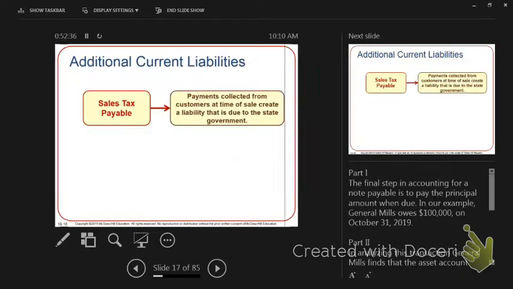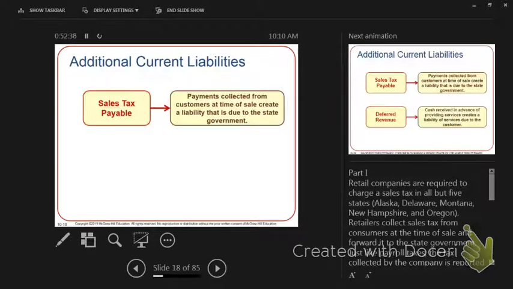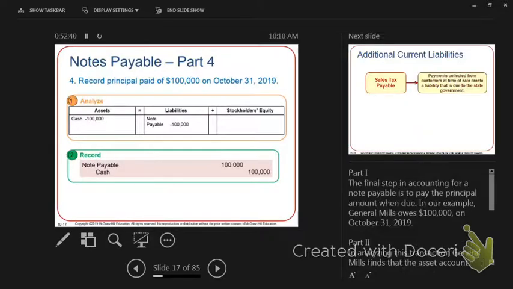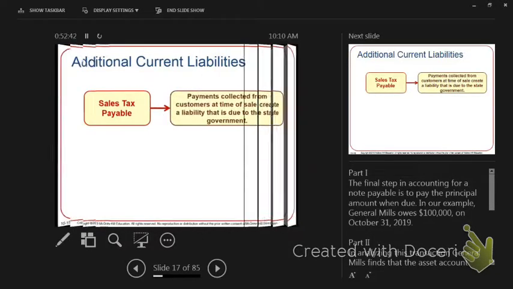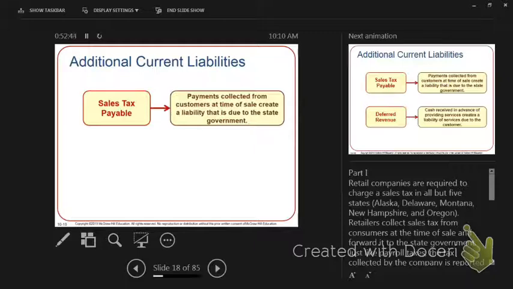And then the last part, okay, that was the last part, sorry. The last chapter was paying it back. All right, last payable, and then we're going to do another problem. It's dealing with sales tax.